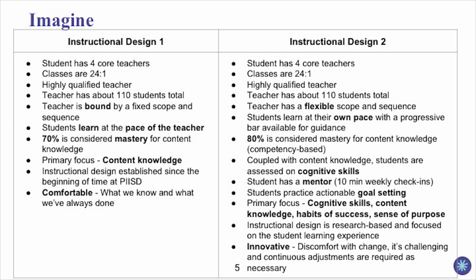Here in this particular model, a student has a mentor. So they're able to meet with an adult at that campus at minimum 10 minutes per week. With this second model, students practice goal setting. Students practice actionable goal setting every week, sometimes even daily for some of their classes. The primary focus here is cognitive skills, content knowledge, habits of success, and a sense of purpose.